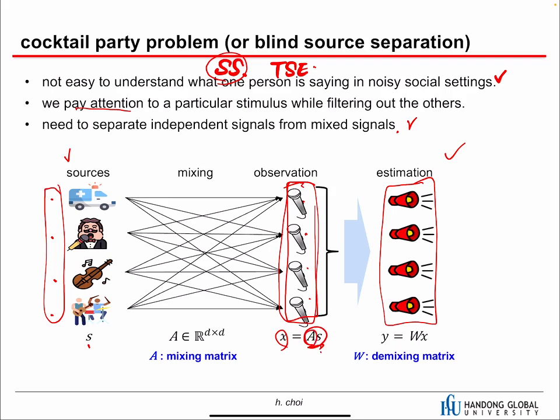And then the unmixing is also straightforward and simple, because A is linear, then Y is W times X. And if it is an ideal case, then W should be A inverse. Then Y is A inverse times X, which is S. We can estimate S with Y.